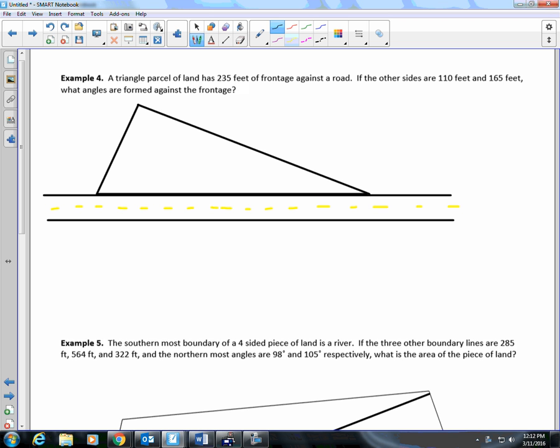Practice. A triangular parcel of land has 235 feet of frontage road. The other sides are 110 and 165. What angles are formed against the frontage?